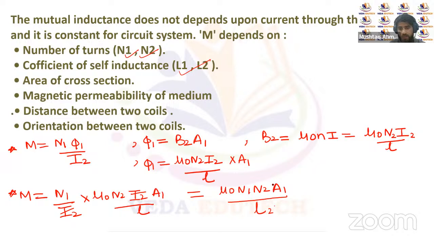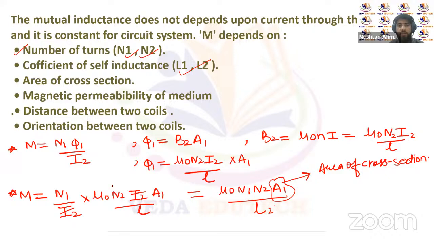And you can see there's a factor A. This is the area of cross section. It means that the coefficient of mutual inductance also depends upon the area of cross section. The factors on which the coefficient of mutual inductance depends are the number of turns in the primary coil and the number of turns in the secondary coil, on both.